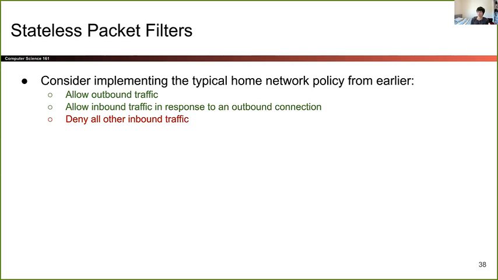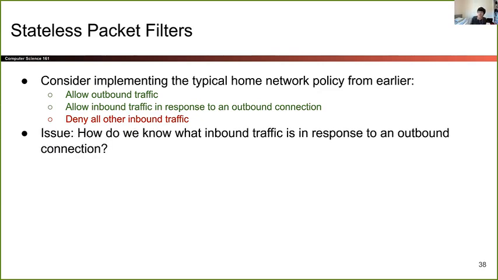What's the issue that we see here? If we don't have access to history, which one of these bullet points would be difficult to implement? 1, 2, or 3? Assuming we have no access to history. Yeah, 2. You have no idea if a packet is coming in response to an outbound connection or not, because you have no idea what the connections are, because I have no memory. This is completely stateless.